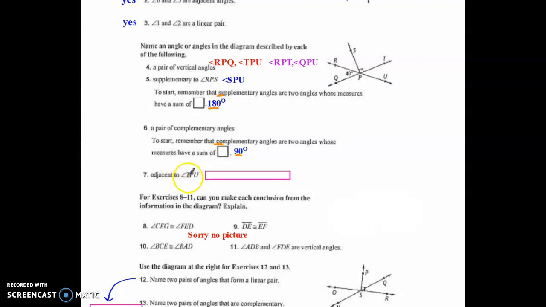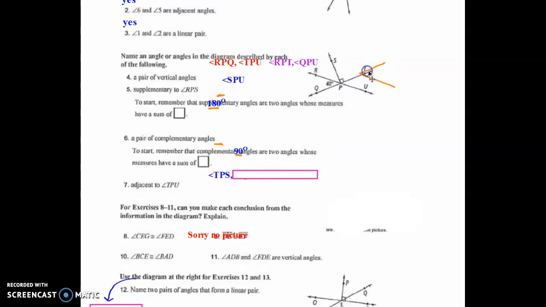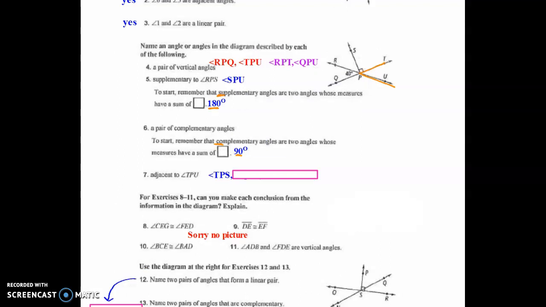So what's an adjacent angle to TPU? We have some adjacent angles. Here they are. Whoops, sorry about that. Try that again. TPS. It is right next to it. Okay. We also have QPU. That's next to it. Look at orange and blue. They share the vertex. Great.